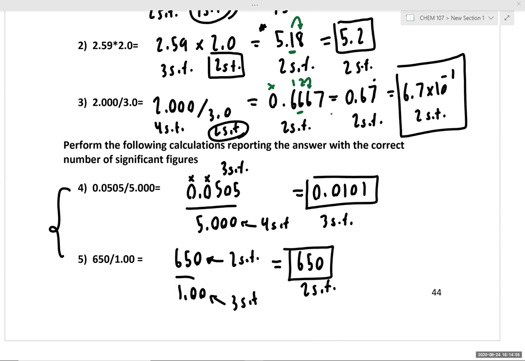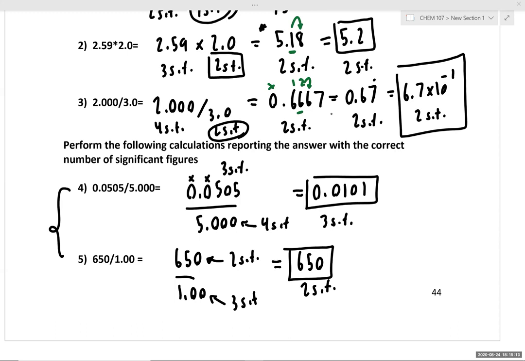5.000, these trailing zeros are after a decimal point and after a non-zero number, so they're significant. So then we have a number with 3 significant figures divided by a number with 4 significant figures. In turn, our answer must have 3 significant figures.